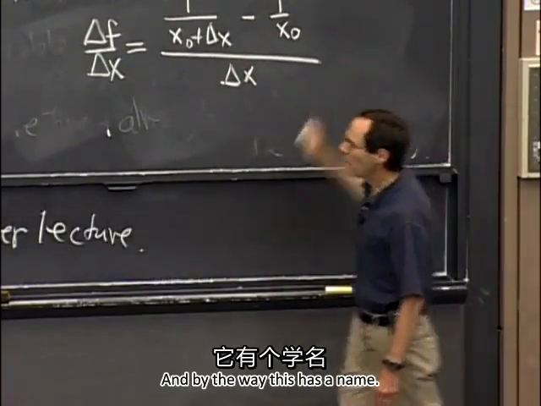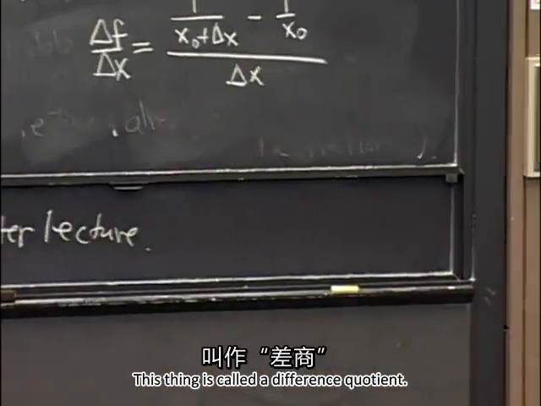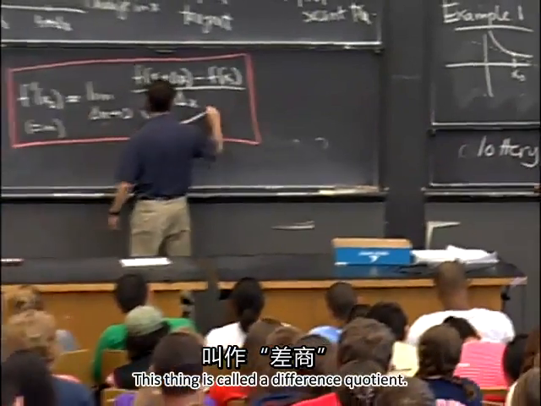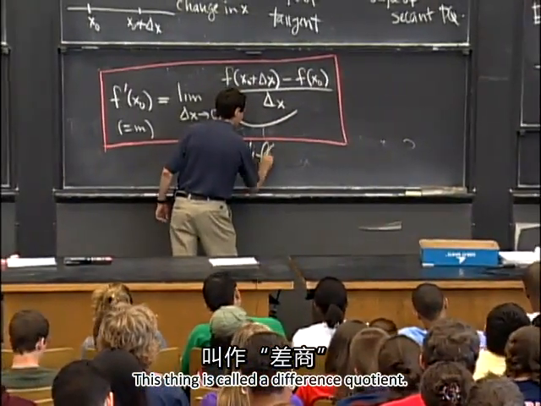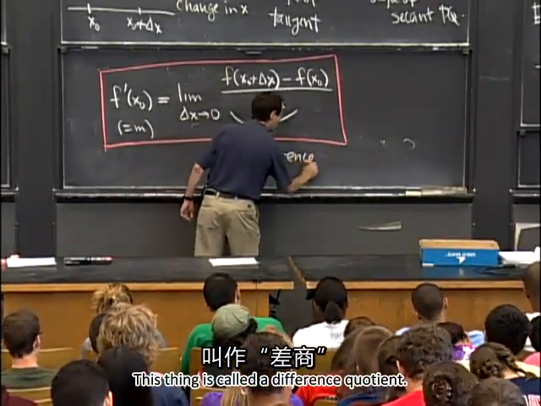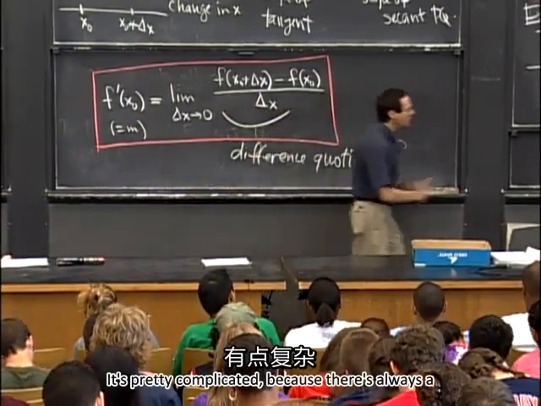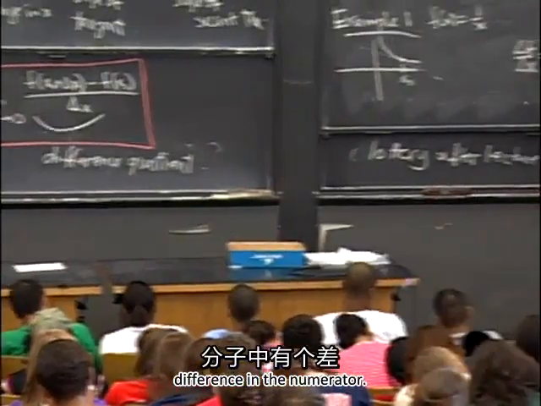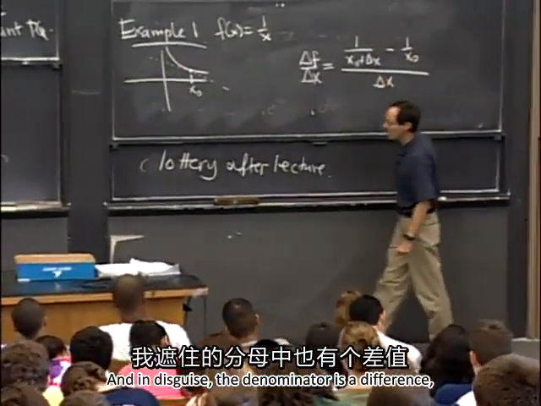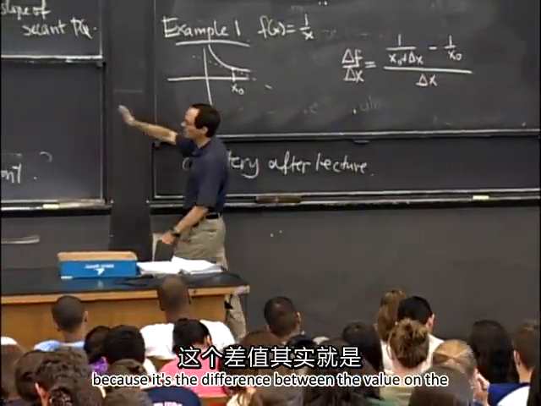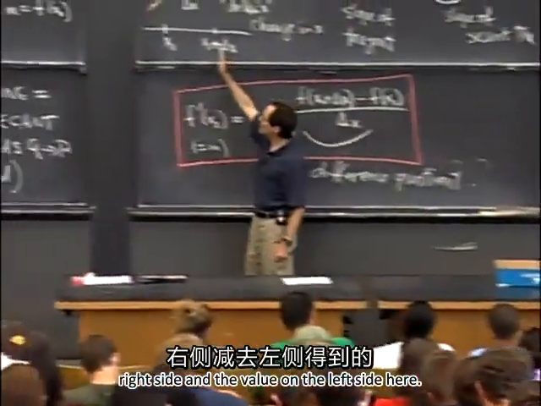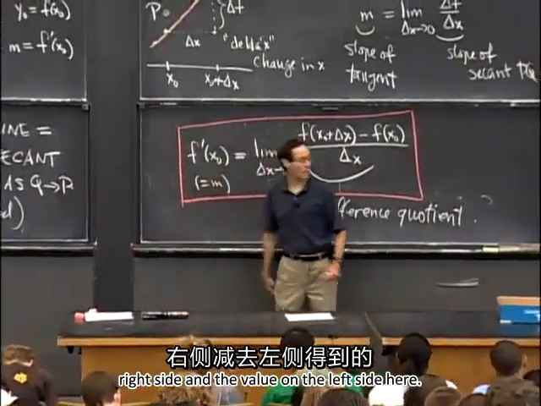Okay, so here's our expression. And by the way, this has a name. This thing is called a difference quotient. It's pretty complicated because there's always a difference in the numerator, and in disguise the denominator is a difference because it's the difference between the value on the right side and the value on the left side here.